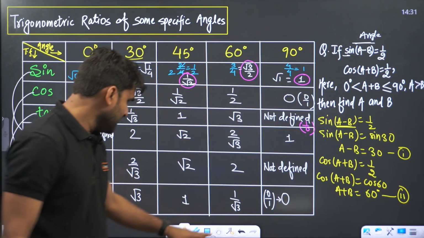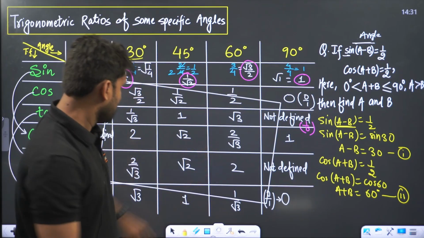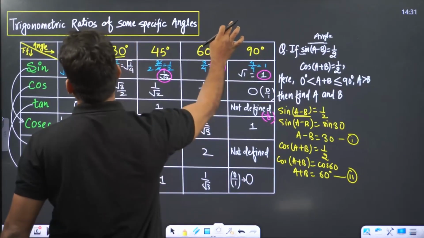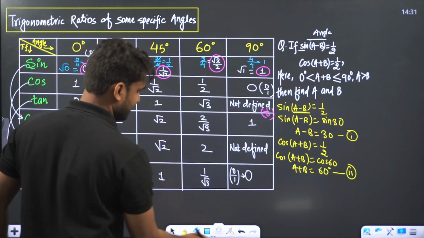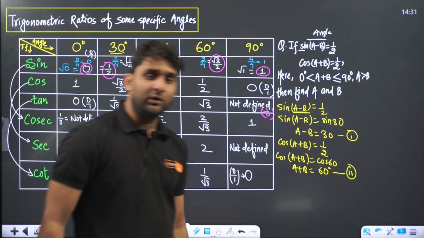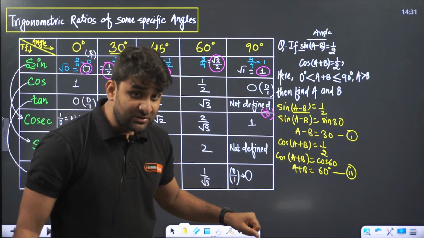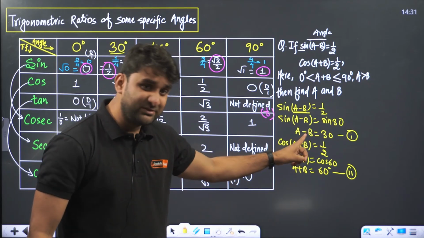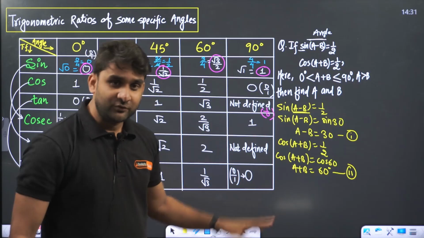Clear everyone? Now, okay, let me shift here, I need space. Okay, I hope everything is visible to you guys. Okay, now if A plus B is equal to 60 and A minus B is equal to 30, can we add both the equations? On adding equation 1 and 2, B and B will be cancelled because this B is negative, this B is positive. So let's add both.